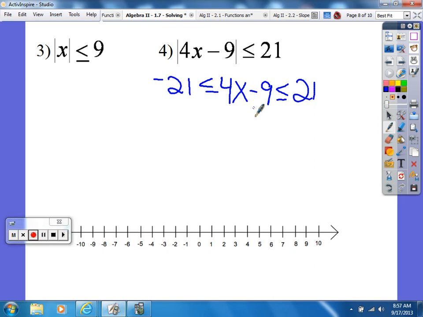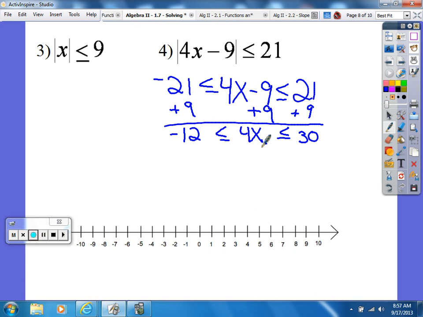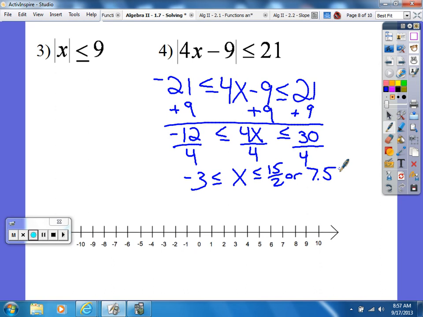So I'm going to go ahead and solve this, as you're still working on it, by adding 9 to all of my sides. Over here I get 30. 4x is in the middle. Right here, negative 21 plus 9 is negative 12. Then I'll divide everything by 4. So here I get negative 3 is less than or equal to x is less than or equal to 15 over 2 or 7.5. So Zach said, does it matter if I change it to a decimal? No. And I could do that one in my head easily, which is fine.